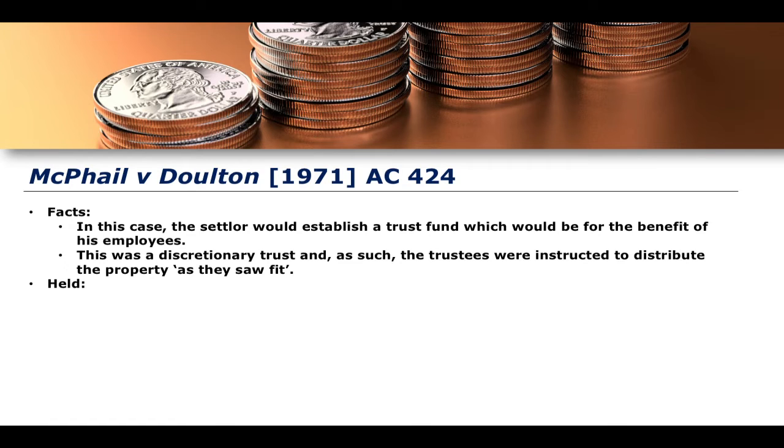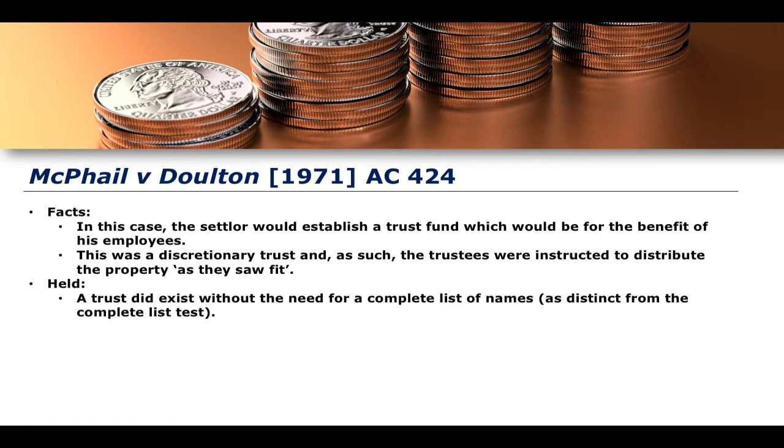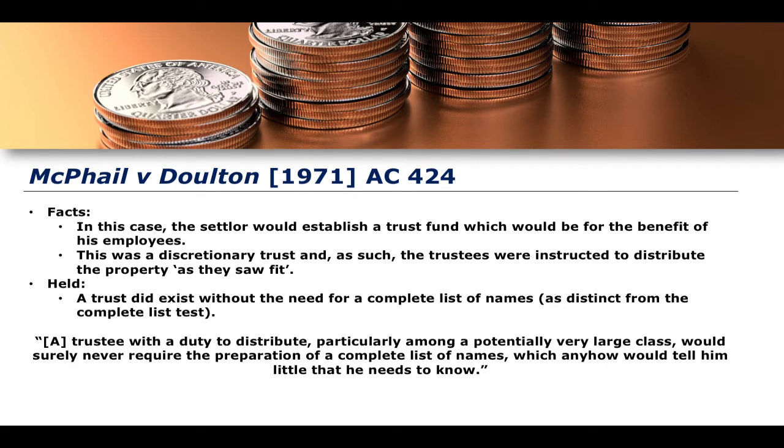Now, the question was whether or not a trust could exist without there being a complete list of names. If you think back to the previous lesson, there was this idea that to satisfy the certainty of objects, you need to have conceptual certainty. And one of the ways in which you have conceptual certainty is to have a complete list of beneficiaries. It was held in this case that a trust did exist, but did exist without the need for there to be this complete list, as distinct from the test which requires a complete list.